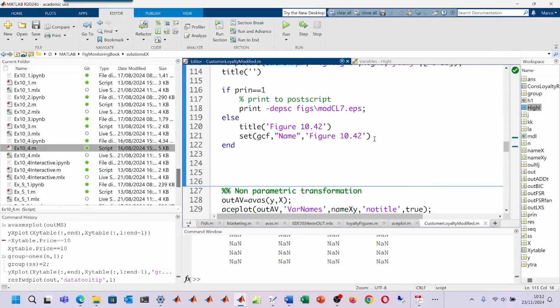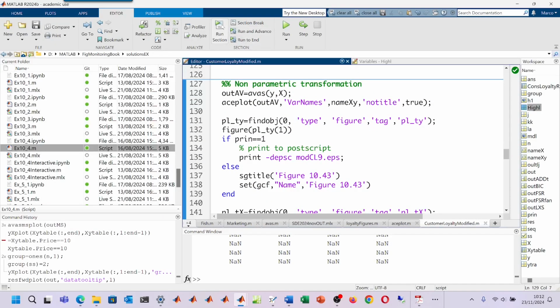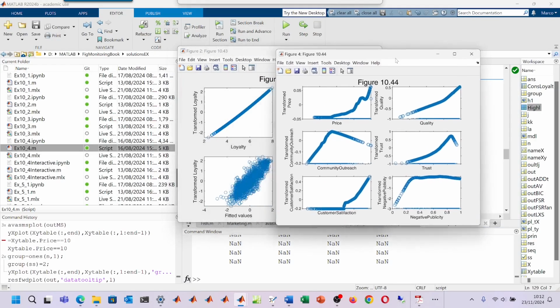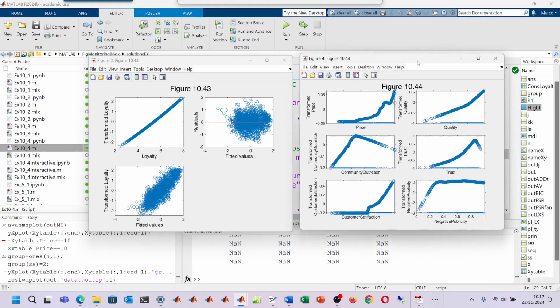Now we switch from the parametric world to the non-parametric. We start with the traditional EVAS. This plot is surprising because here there is no sign that something is wrong. There's also no sign, from the plot of transformed loyalty against loyalty, that any transformation is needed. That is virtually a straight line.